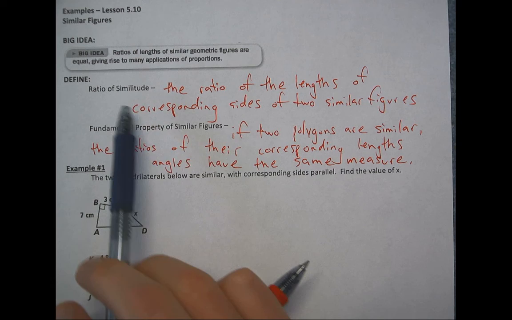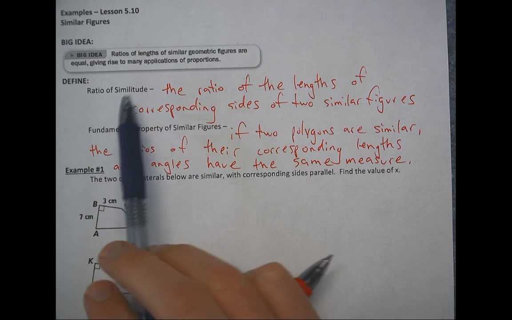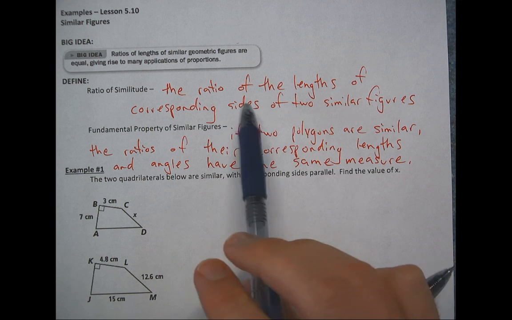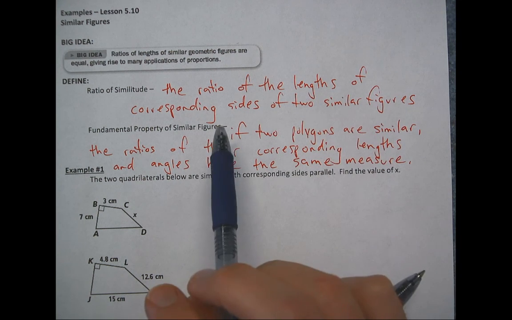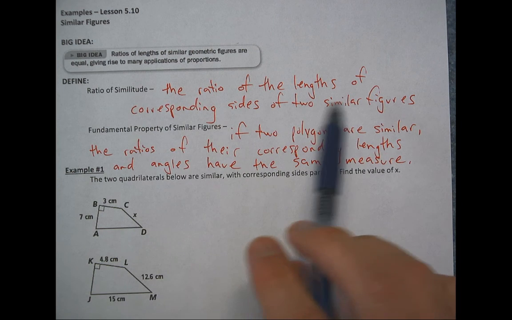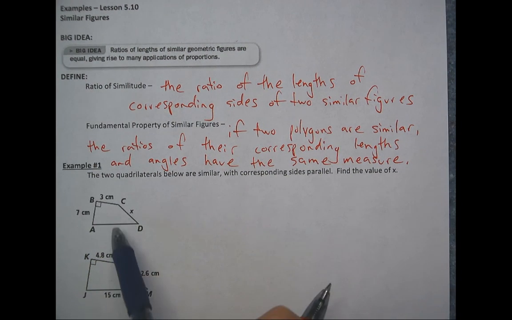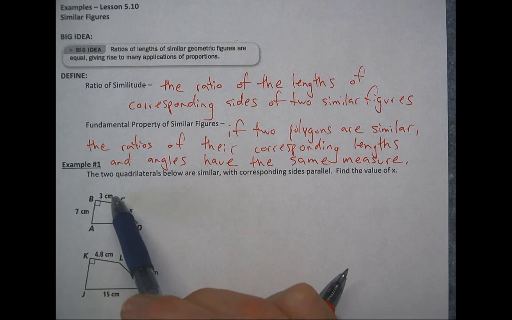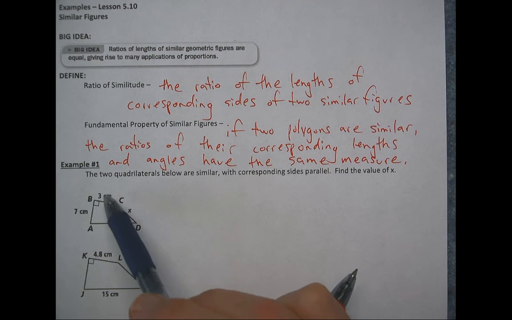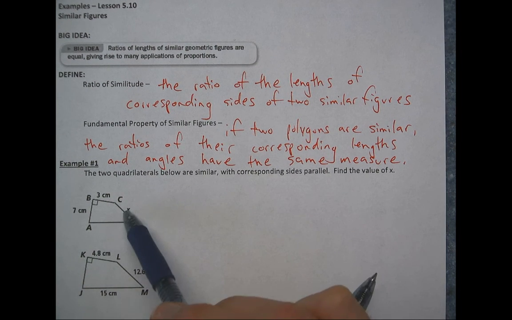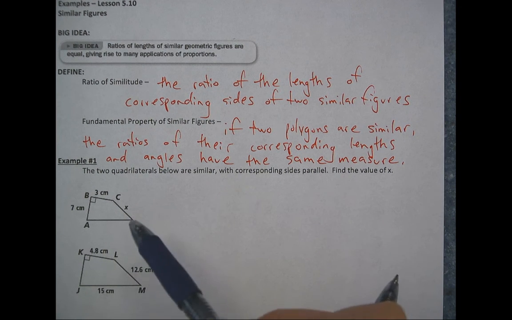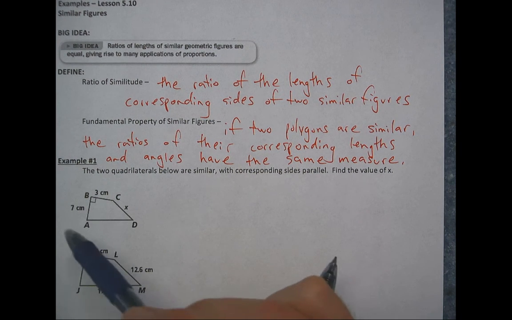So our two definitions, the ratio of similitude basically talks about what I just said, the ratio of the lengths of corresponding sides of two similar figures. Okay, so when you have similar figures, like if you take a look at these, this is just an enlargement of the other one because they're similar. If I set up ratios of corresponding sides, so the ones that match, the top to the top, the x to here, the 7 to this one, the bottom to the 15, those are your corresponding sides. They're all going to be in ratio.